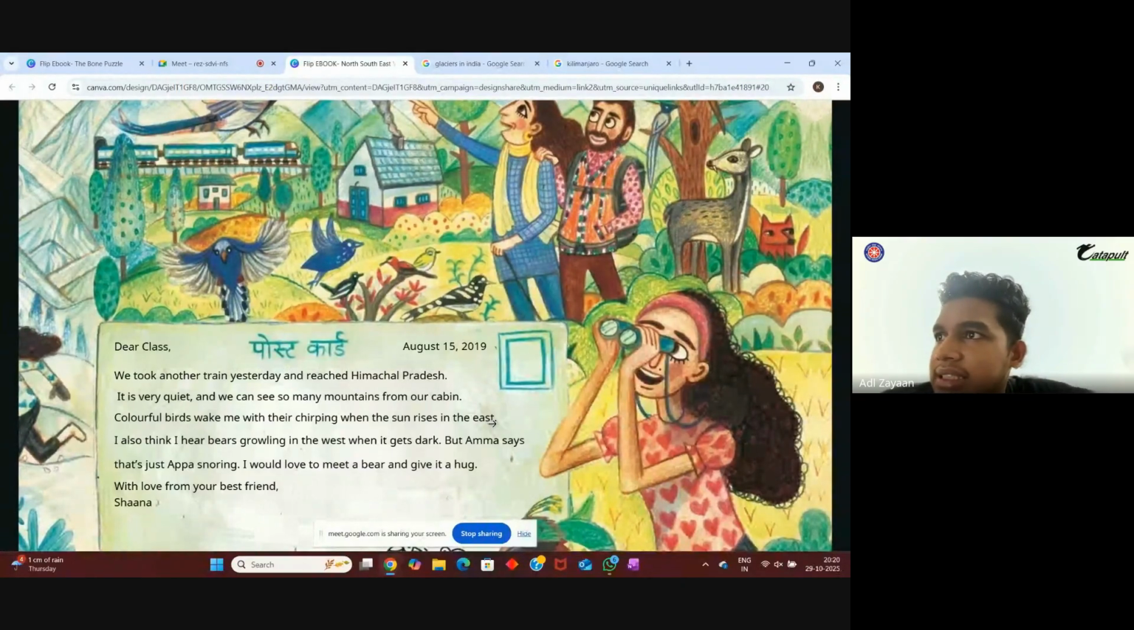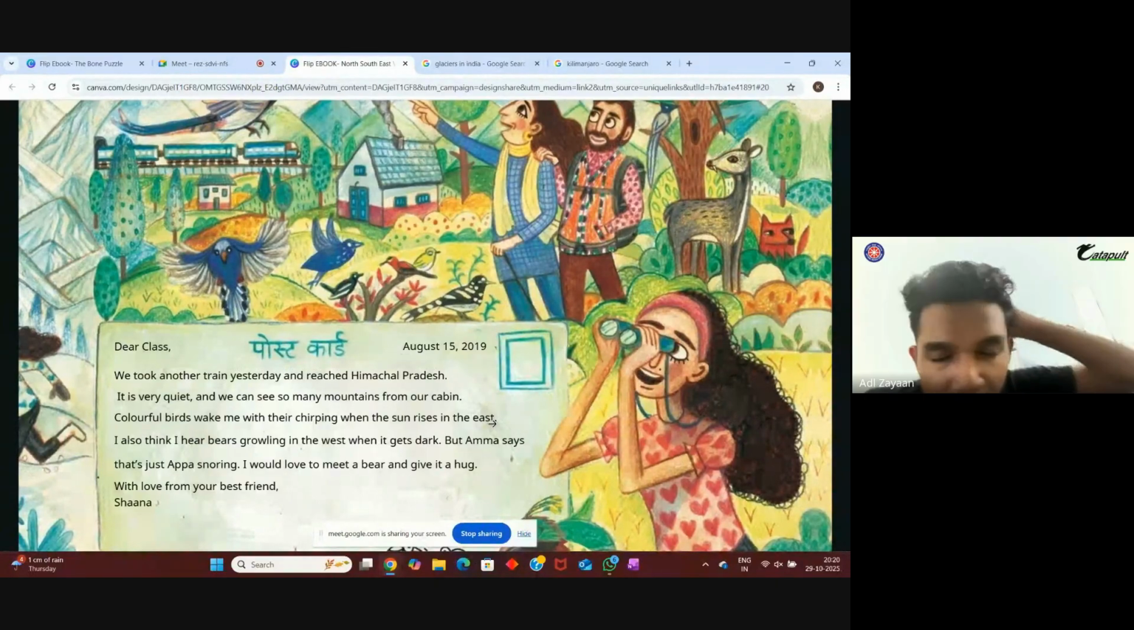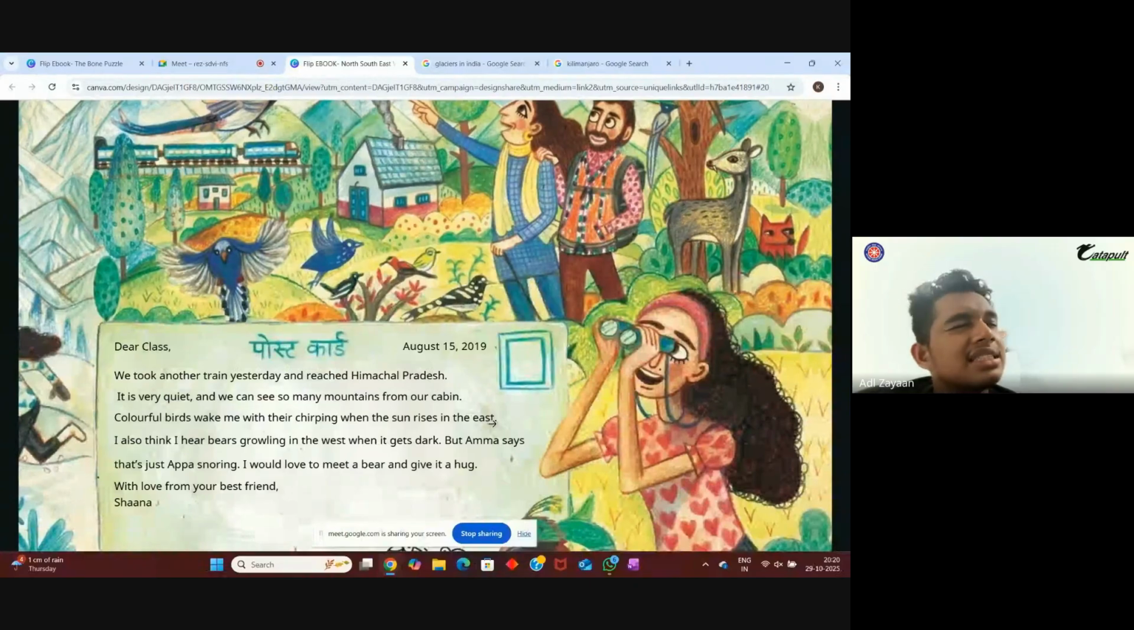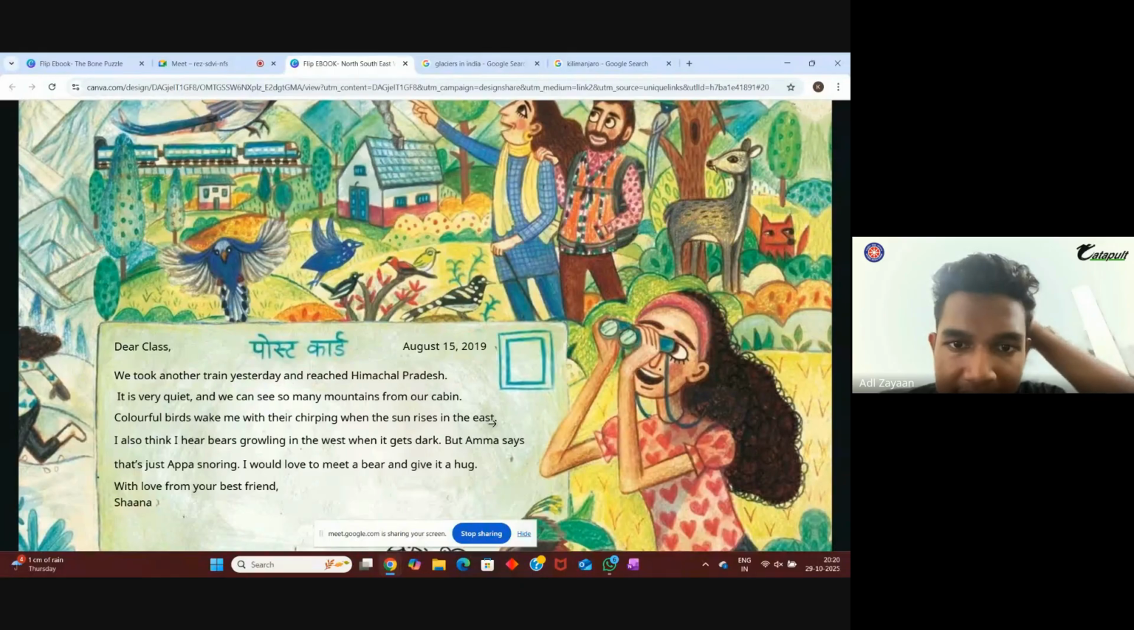So dear class, she's continuing with her postcard. She wrote the first postcard on July 26th, the second on July 30 about Kashmir. Now it is August 15th. We took another train yesterday and reached Himachal Pradesh. So now she's in Himachal Pradesh.